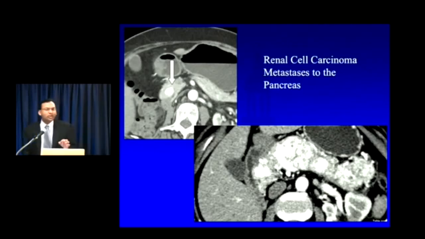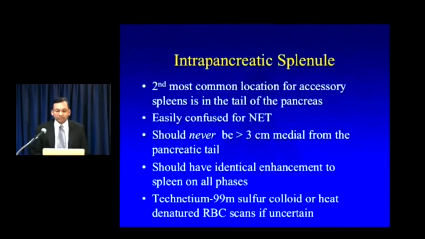But what's the clue here on each of these images that that's not the right diagnosis? Notice that the kidney is missing. The right kidney is missing in both cases. This patient has had a nephrectomy. These are renal cell carcinoma metastatic lesions.